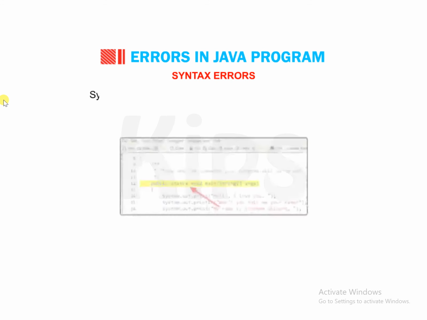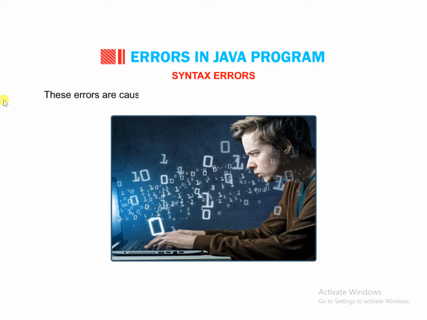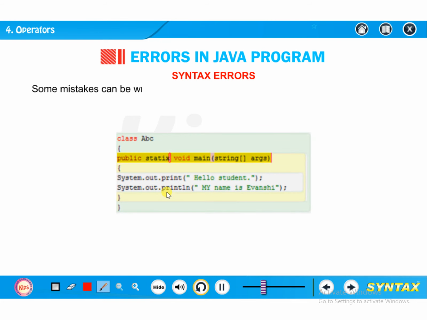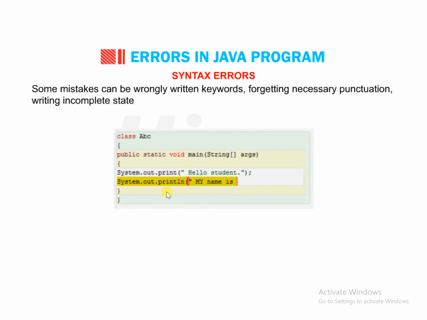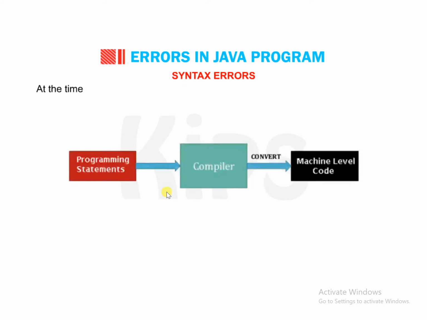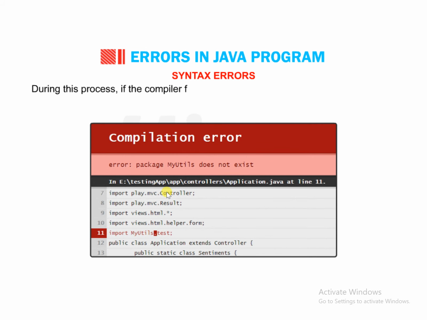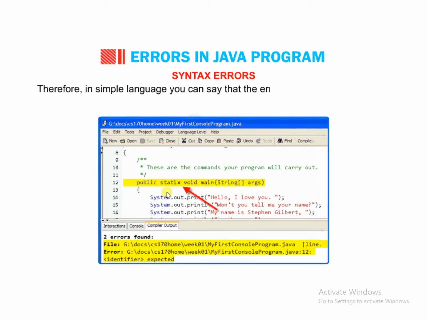Syntax errors. Syntax errors prevent the program from getting compiled. These errors are caused due to mistakes that you make while typing the code. Some mistakes can be wrongly written keywords, forgetting necessary punctuation, writing incomplete statements, etc. At the time of compilation, the compiler converts the programming statements into machine-level code. During this process, if the compiler finds a piece of code that it does not understand, it generates an error.